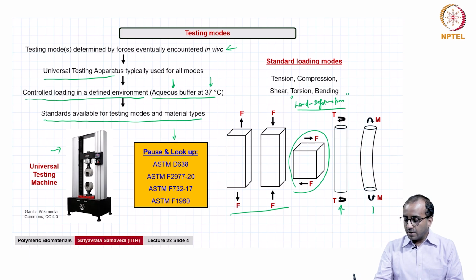You can also have bending, where the pair of moments are applied as shown here. These are largely the predominant modes. Of course, you will have many more modes depending on your specialized application, depending on what your property of interest is, what property is critical in that application. All of that will dictate what mode you use, but these are the predominant modes of testing.